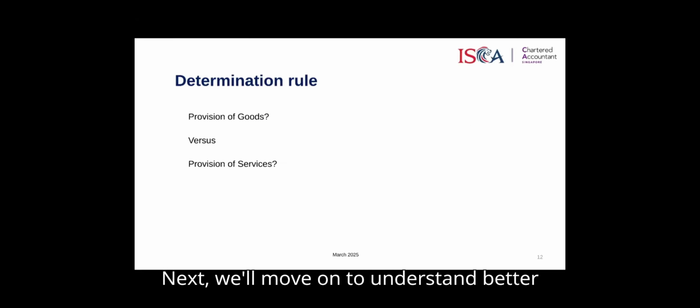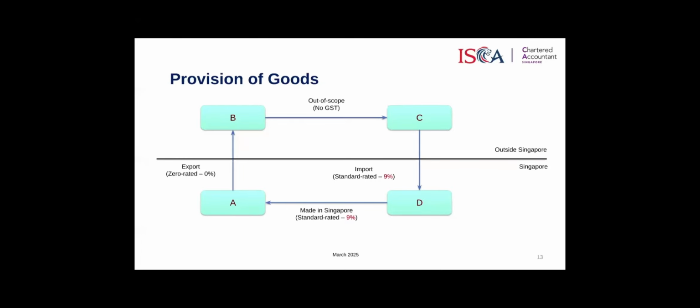Next, we'll move on to understand better what the determination rules are with respect to provision of goods and services between the different types of supplies. Here you can see that there are 4 parties involved in a transaction. Here, A and D are parties located in Singapore, while B and C are parties located outside of Singapore.